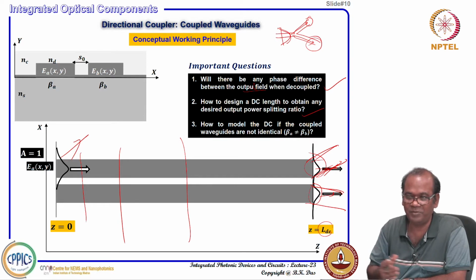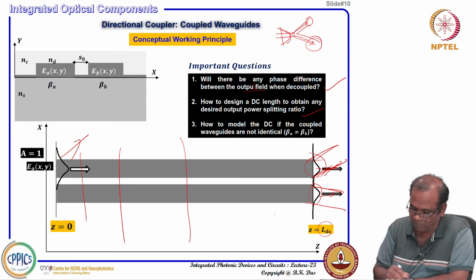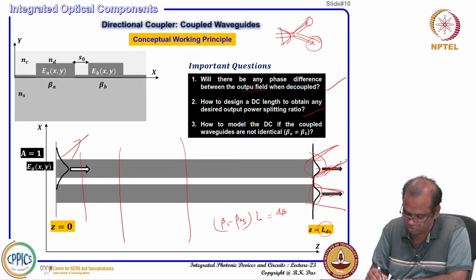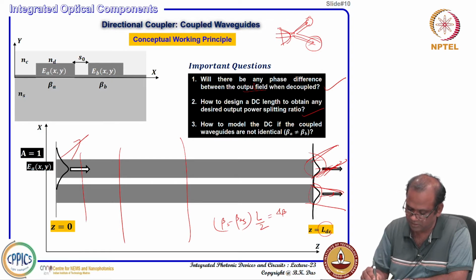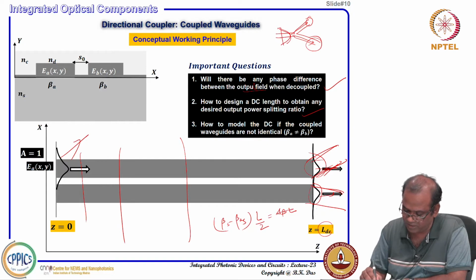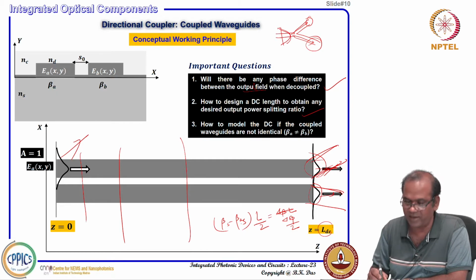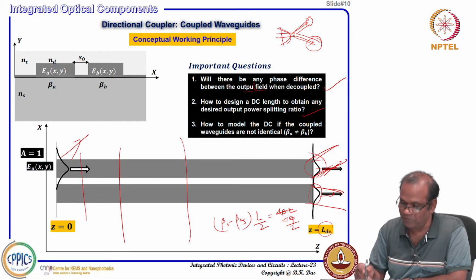The phase will be linear according to length, because the total phase difference will be beta S minus beta AS times L. Suppose this is delta beta, then the phase is delta beta L, that is delta phi, sorry, this should be delta phi. So, if we take L by 2 instead of L, then phi will be delta phi by 2. So, phase is linear as a function of length.